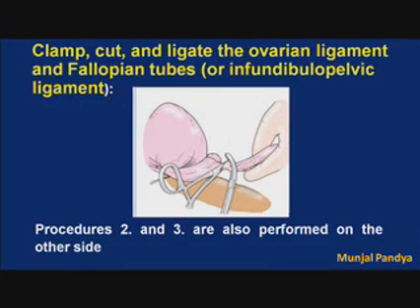Next step: clamping, cutting and ligation of the ovarian ligament and fallopian tubes, and also the infundibulopelvic ligament. The ovarian ligament and the fallopian tubes are clamped with Heaney's forceps and Kocher's forceps and cut. Double ligation of the infundibulopelvic ligament is a preferred step. If the adnexal organs are to be conserved, the clamp can be placed accordingly. If the ovary is to be preserved, the clamp has to be applied medial to the ovary.